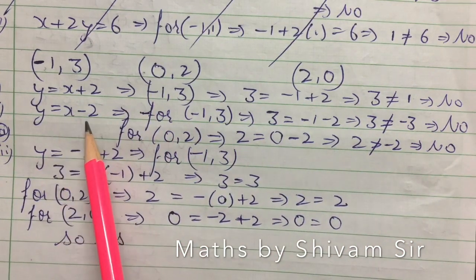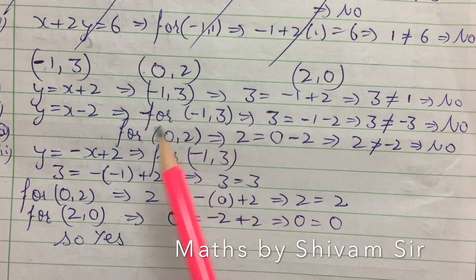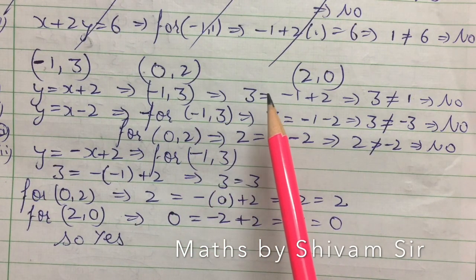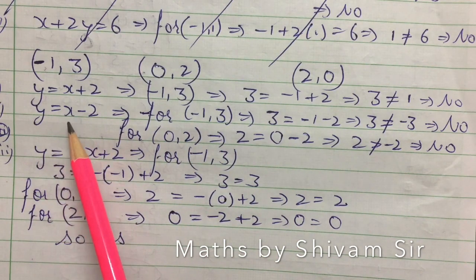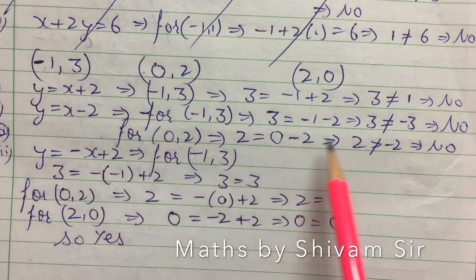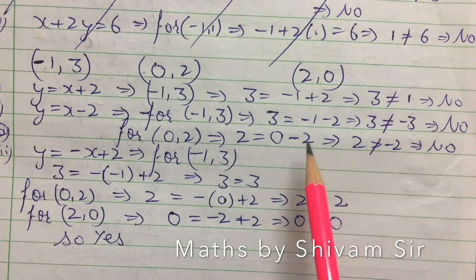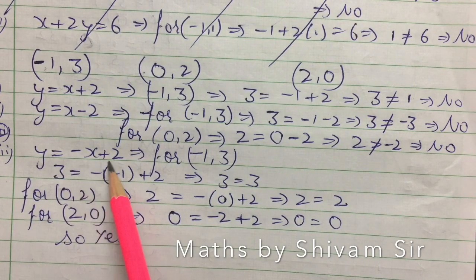Next, second equation. If in any case the answer is no, or if LHS is not equal to RHS, then you can move on to the next equation. So y is equal to x minus 2. For this point, put the values, so the answer will be no. So move on to the next equation.